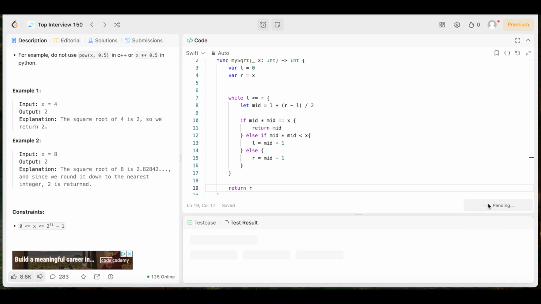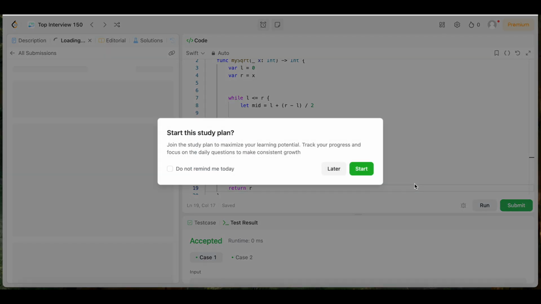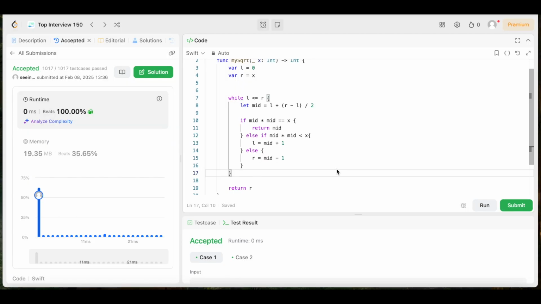Let's run it and make sure it runs properly. And it's accepted. Look at that. Let's go ahead and submit it and see what the time complexity is looking like. And look at that: 0 milliseconds, beats 100% of users with Swift. That's what I like to see. Those are the numbers I like to see.